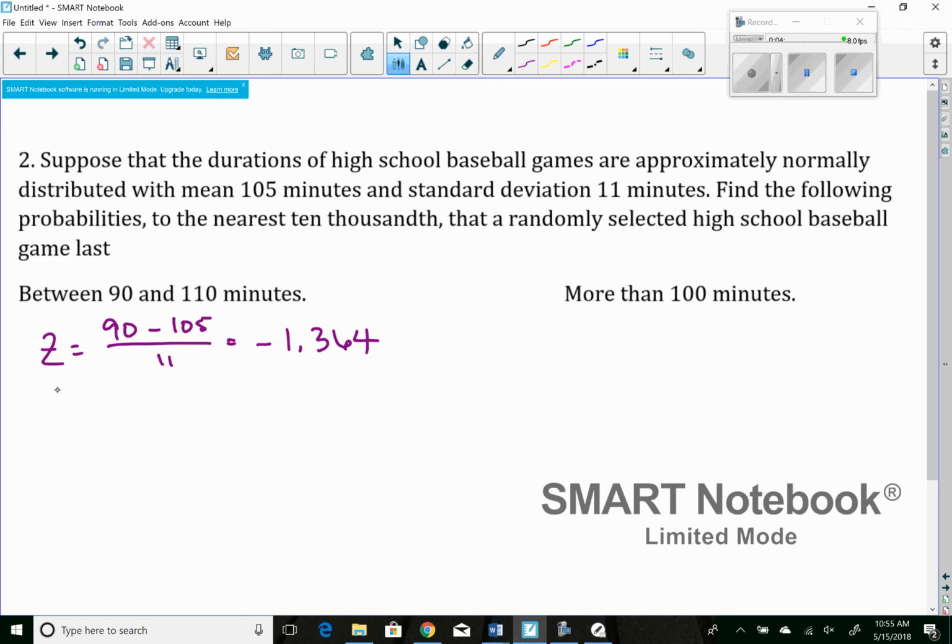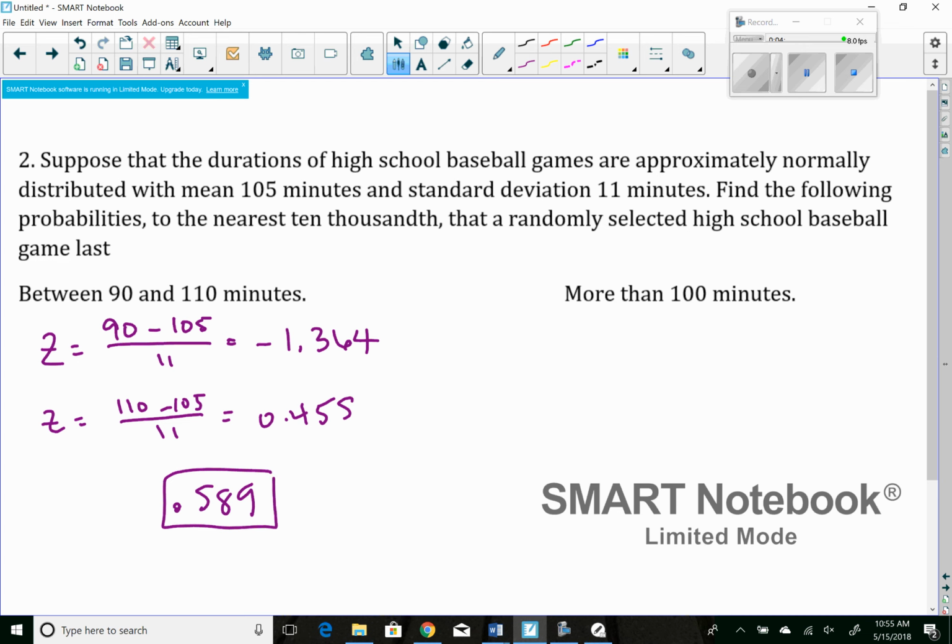So I get negative 1.364. And then we need to find the z-score for the upper number, so 110 minus 105 over 11, which becomes 0.455. So then if we do normal CDF, make the lower number negative 1.364, make the upper number 0.455, we wind up getting a probability to the nearest thousandth of 0.589, or about a 58.9% chance.